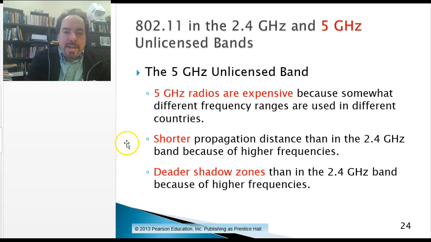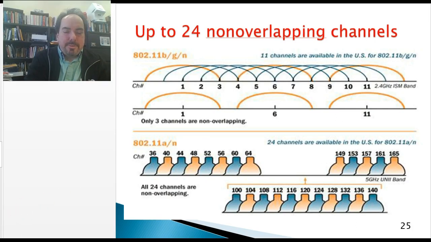The distance can be shorter, because remember I said anytime you're broadcasting at a higher frequency, you're going to run into more problems with attenuation, with absorptive attenuation in particular. And then deader shadow zones, that's not a word. I have no idea what a deader shadow zone is, but shadow zones and dead zones are a bigger problem in the 5 gigahertz range than the 2.4 gigahertz range, because it's a higher frequency. Deader, it's not a word.